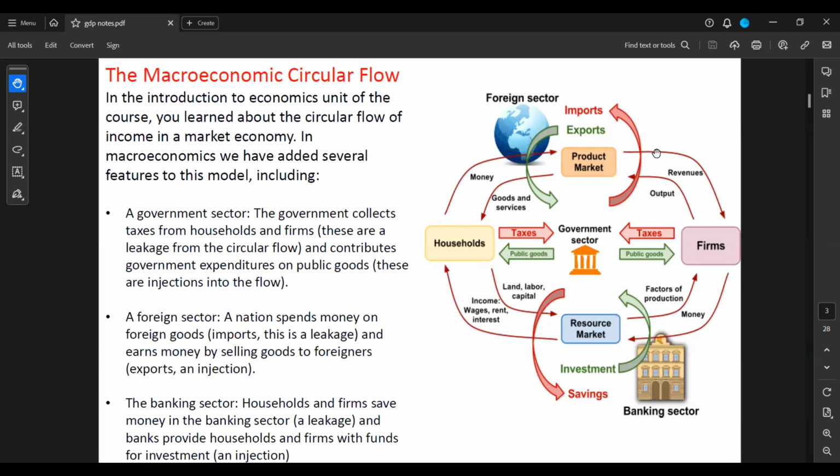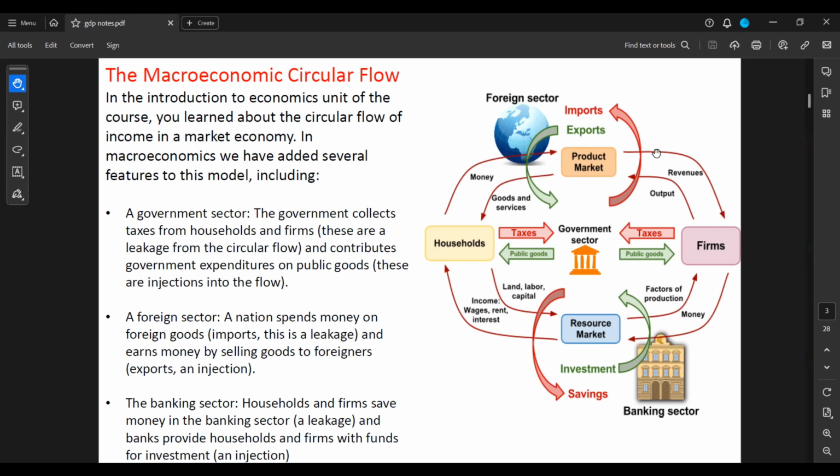The macroeconomic circular flow. In the Introduction to Economics unit of the course, you learned about the circular flow of income in a market economy. In macroeconomics, we have added several features to this model, including a government sector. The government collects taxes from households and firms. These are a leakage from the circular flow. It also contributes government expenditures on public goods, or government spending, as it is known. These are injections into the circular flow.